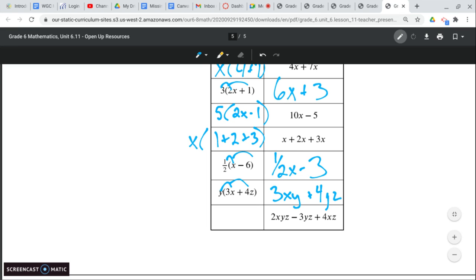For the next one, we have 2xyz minus 3yz plus 4xz. What do these all have in common? And remember, it has to be all 3. So the first and the last have an x, the first and the second have a y, but all 3 of them have the z. So we're going to have z, and this will be 2xy minus 3y plus 4x. So sometimes you'll get lots of variables in there, and you'll have to figure out which one can come out, if any of them can. So be very careful with those.